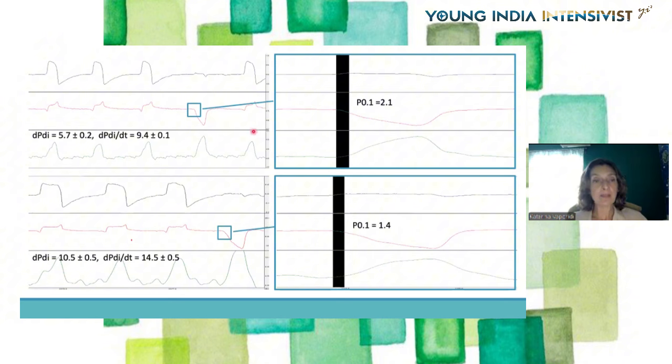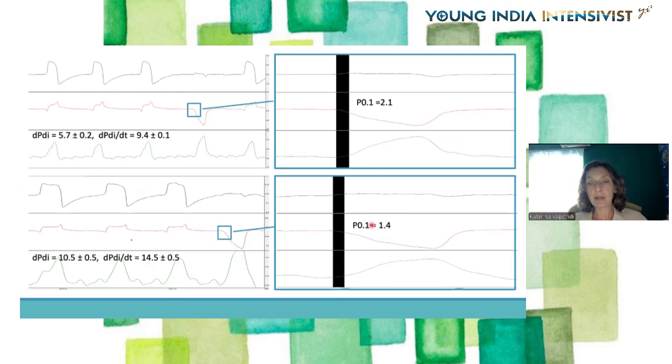And this is an example of a recording from one of my patients. And this is the problem I was telling you about with the shape of muscle pressure. In this case, we have a transdiaphragmatic pressure swing of 5.7, a slope of 9.4. But when we measure the P0.1, we find it 2.1. And due to the difference in shape, in this case, where the swing is almost double, the slope is quite higher, 14 compared to 9.